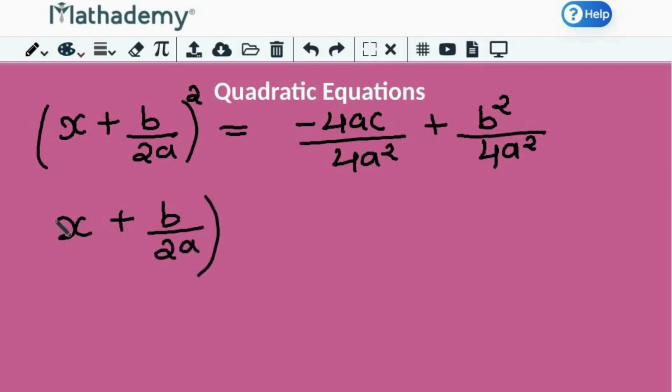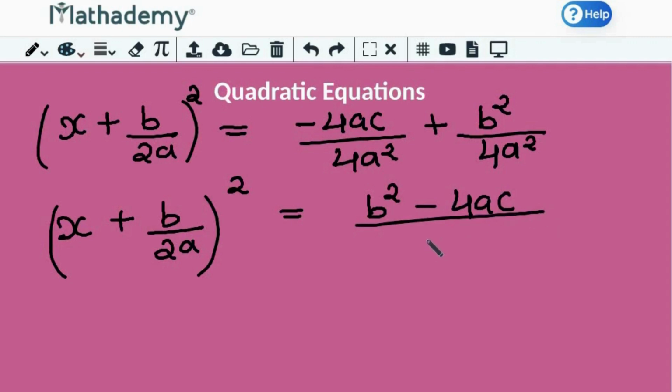So this becomes x plus b by 2a the whole square is equal to, I'll just write it in a bit modified form, b square minus 4ac whole upon 4a square. Now the easiest way to remove the square is to take roots on both sides. So I'll just do that.